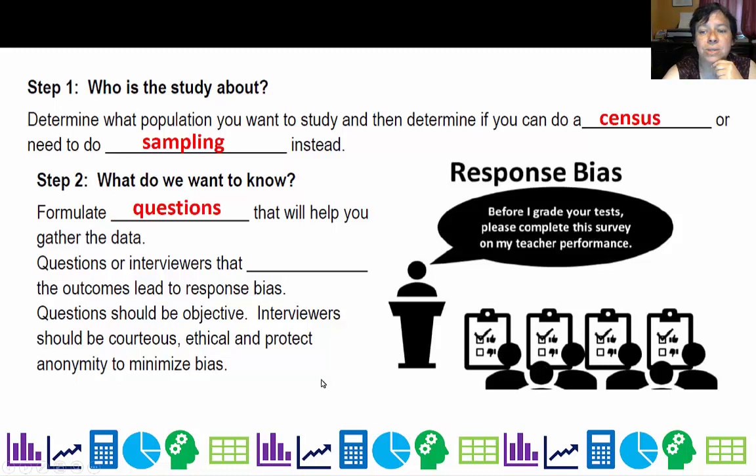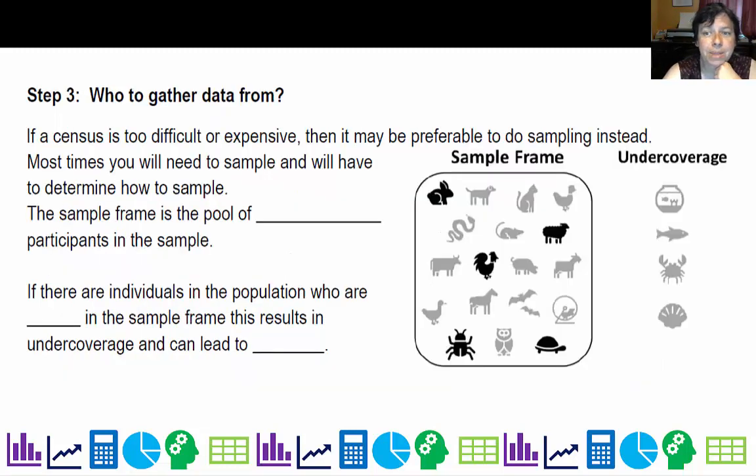Now, questions or interviews that influence the outcomes can lead to bias. So I made this little cartoon here. "Before I grade your test, please complete this survey on my teacher performance." And they all check thumbs up. Why is that? Well, they don't want the teacher to be upset while he's grading their tests. Questions should be objective. You can also do leading questions that can give you response bias. And remember that interviewers should always be courteous, ethical, and protect the anonymity or privacy. That helps minimize bias as well.